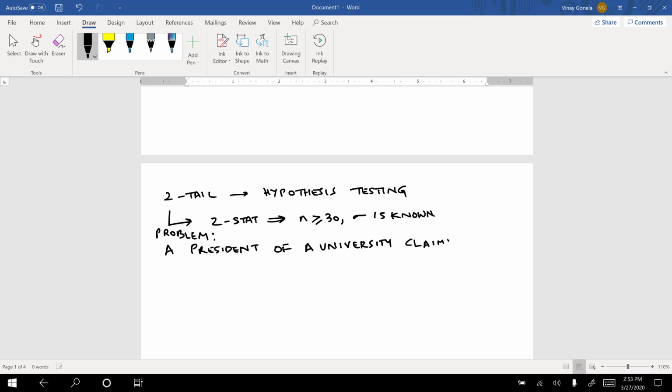claims that the weight of students in the university is 160 pounds.